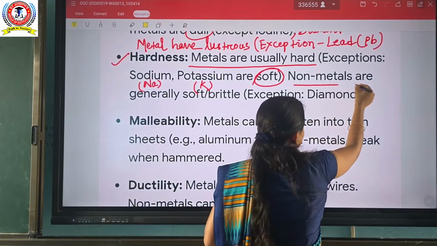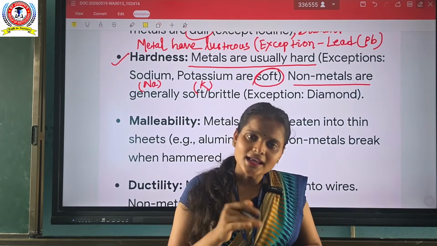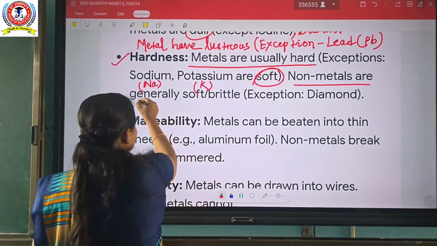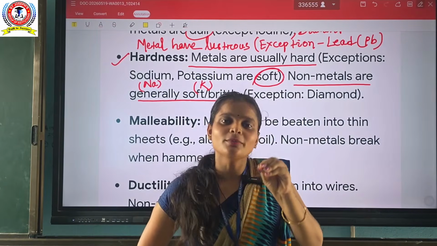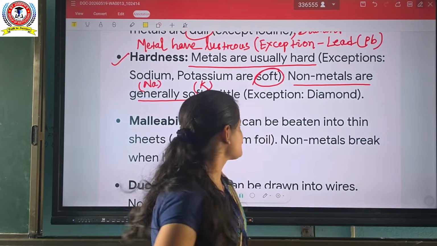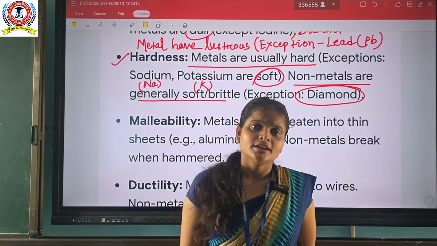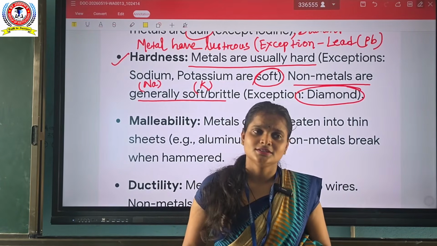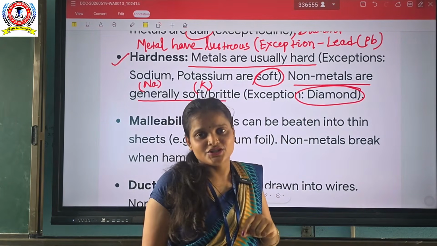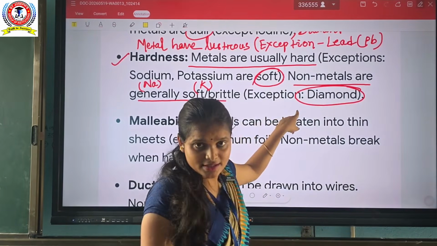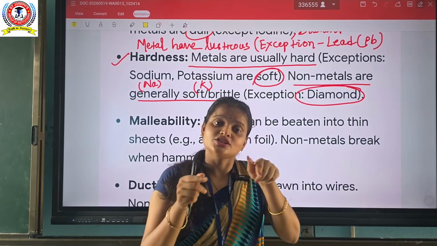Next we go to the non-metals. I told you that non-metals are soft compared to metals. But not all non-metals are soft. Listen carefully. The exception here is diamond. Diamond is a hard non-metal. It has shining characteristics and is hard in nature. So remember that diamond is a non-metal, but it is hard in nature. Sodium and potassium are metals, but they are very soft in nature.